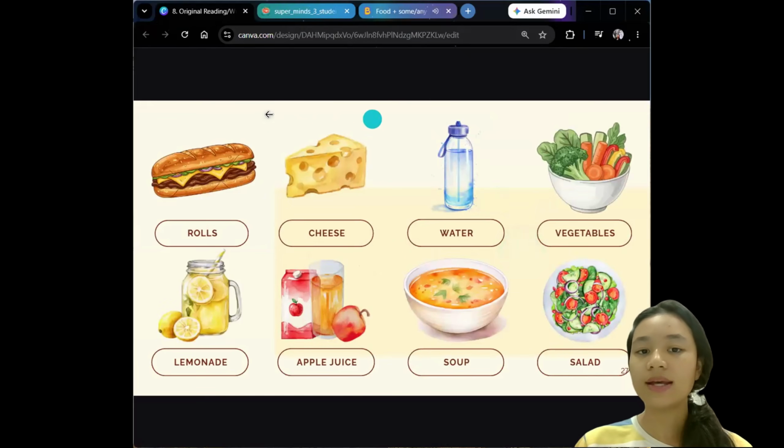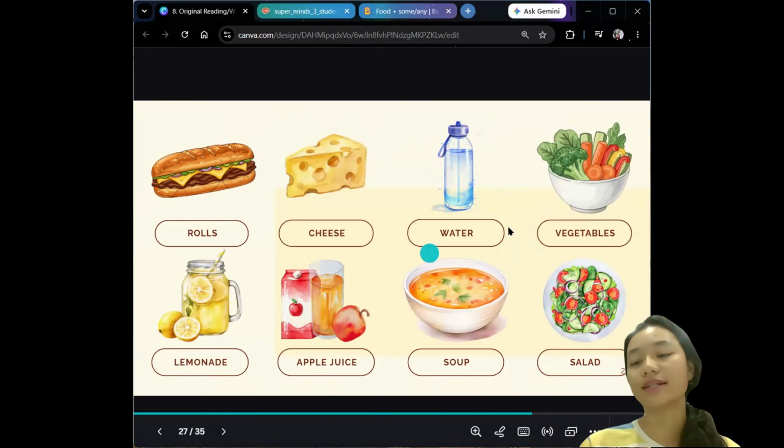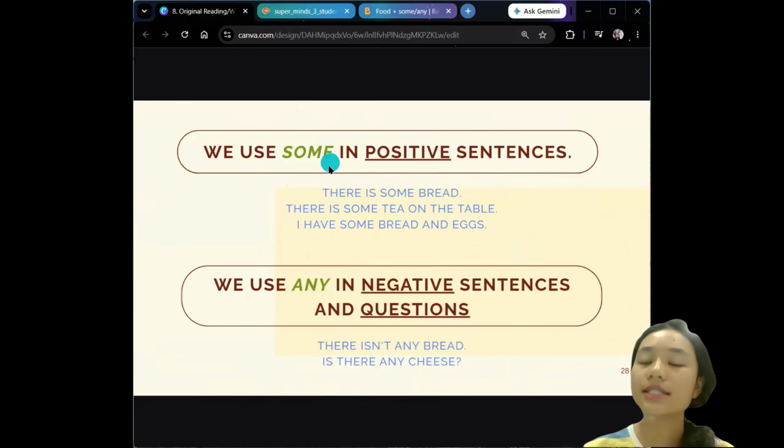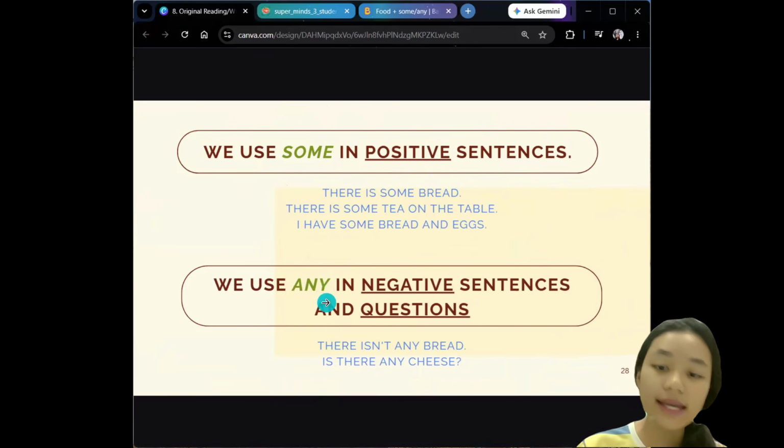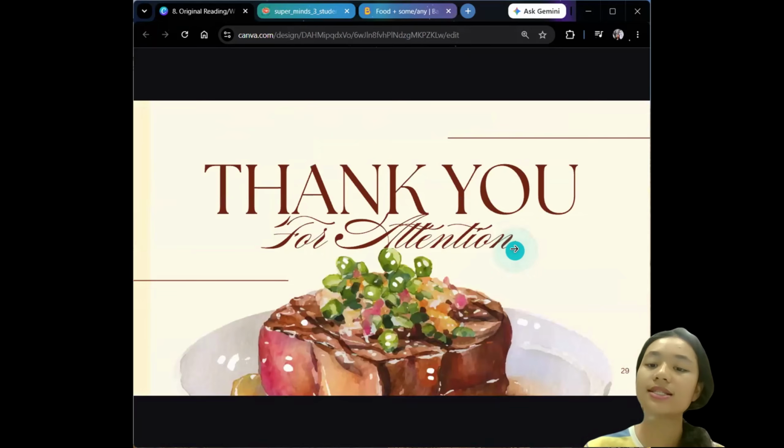So these are the vocabularies we have learned today. And remember, some for positive sentences and any for negative and questions sentences, okay?